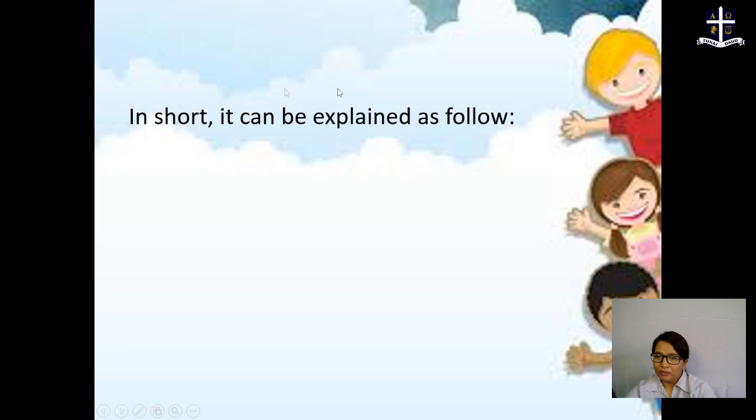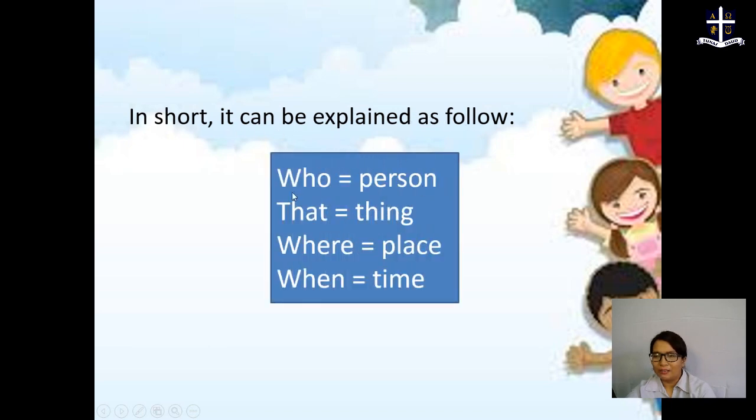So in short, in conclusion, this is the way how you memorize it. It can be explained as follows. Who? Explain about person, and then that. Explain about thing, and then where. Explain about place, and then when. Explain about time.